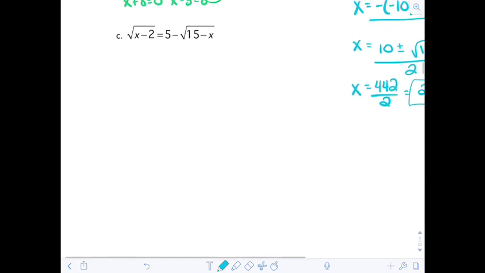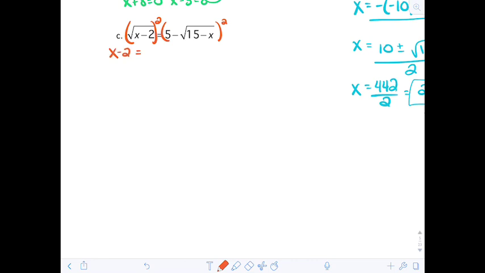Okay, and the last one for the section is the following. So we have one radical isolated, but not the other. So we're going to start out by squaring both sides. It's not going to fix our problem completely, but it's a start. So we're going to square both sides.